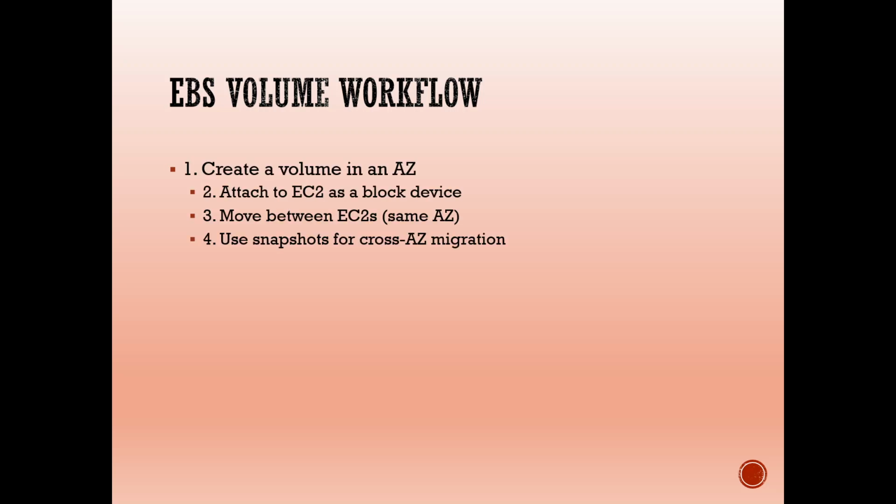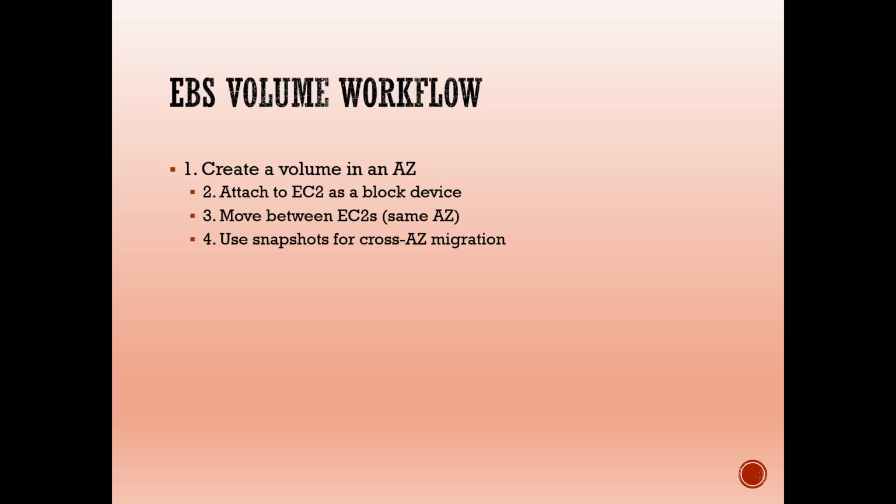Next, we'll see the EBS volume workflow, how it works. It's very important. First step, we have to create an EBS volume and choose the availability zone, and inside that, choose the size and type. Second step, we have to attach it to an EC2 instance, where you will see a device like /dev/xvda.